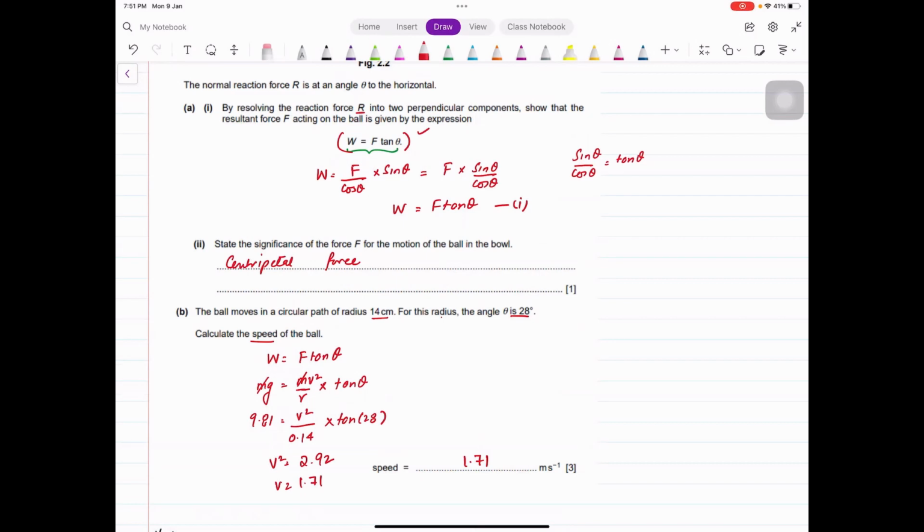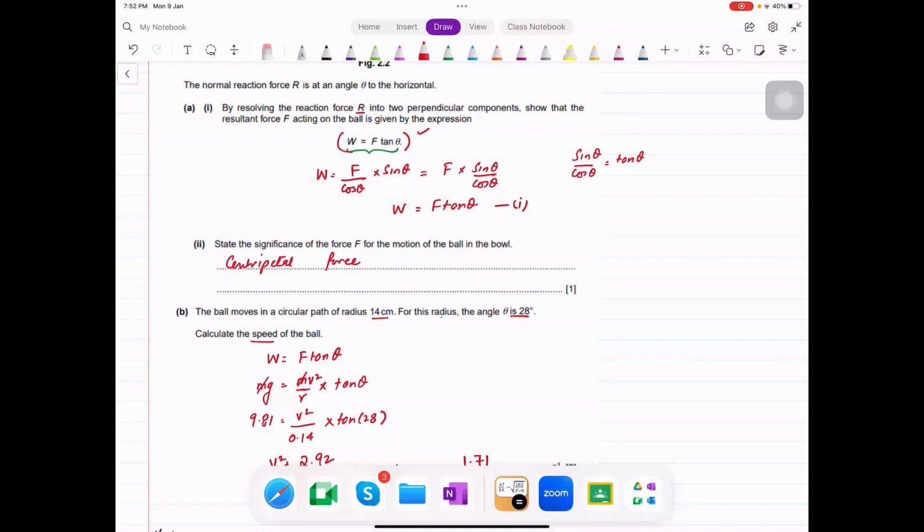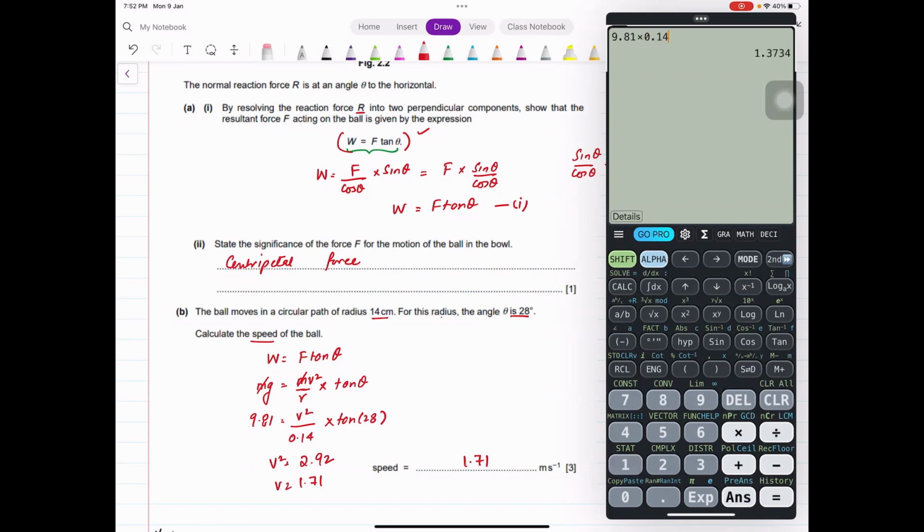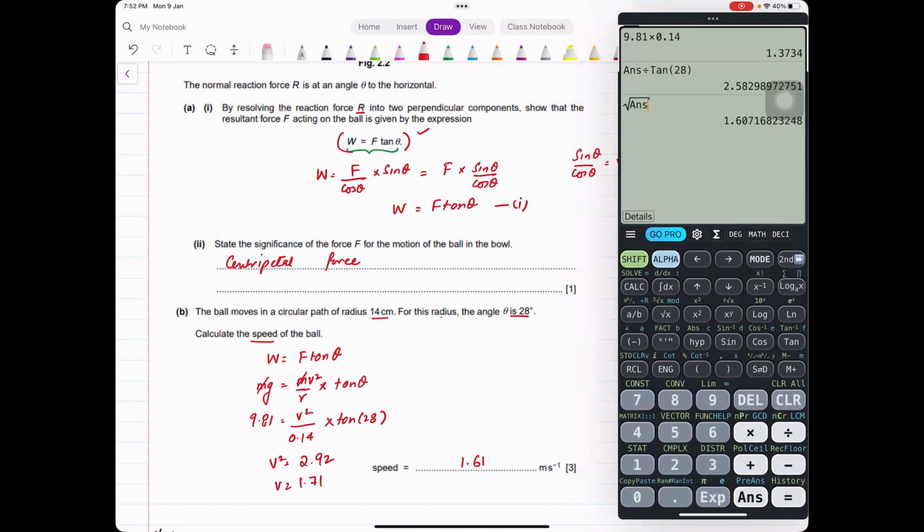Sir, why am I getting 1.6? You're getting 1.6? Oh my God. Let me check my calculator. Wait. 9.81 times 0.14 divided by tan 28. Maybe it's in radian. It should be in degrees. Oh my God. Sorry, I was in gradient mode. Square root of the answer. Yes, sorry, it's 1.61. My calculator had a different mode. 1.61. All right, is that clear now? Please make the correction, sorry.